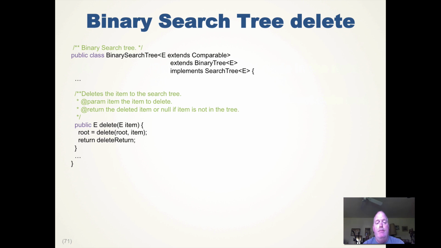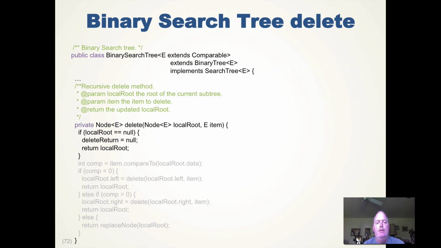And so the delete method is again the recursive delete so that we can traverse and modify the tree through the recursion, and then we return the remembered thing that was deleted. If it's not in the tree, we'll return null. If it is deleted, we return the item that was deleted. So here's the recursive method. Again, if the local root is null, it wasn't in the tree, we set the return to null, and we return the local root, because we're going to modify the tree at the bottom or where we get to the right place. So we've got to return these nodes in this recursive method.